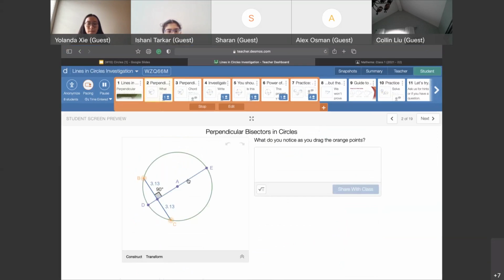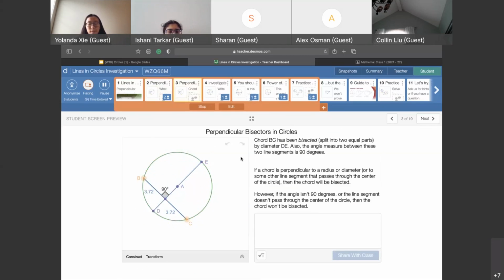Okay. So what do you notice as you drag the orange points? Well, the most important thing to notice is that this segment right here and this segment right here will always have the same length as each other. You see now they're both 1.52, now they're both 3.64, and then the same goes if you drag B around. All right.